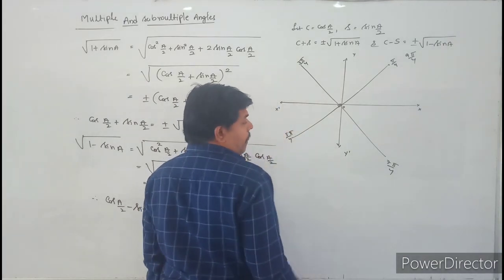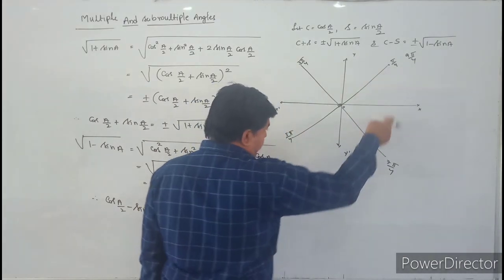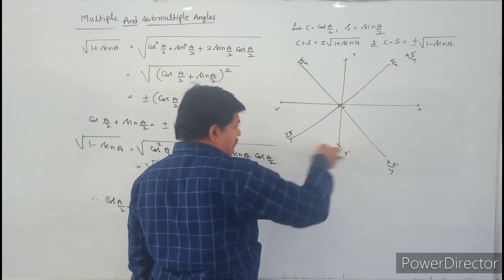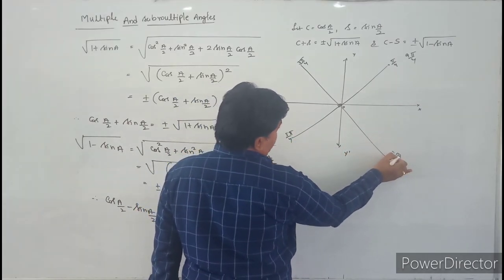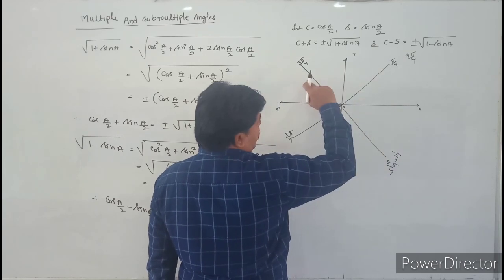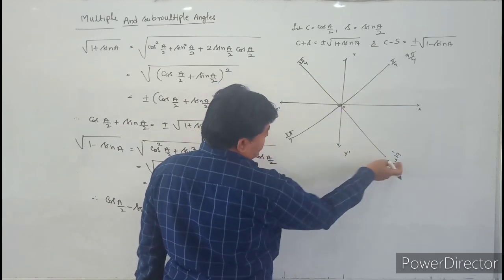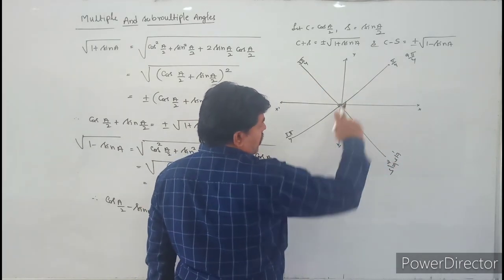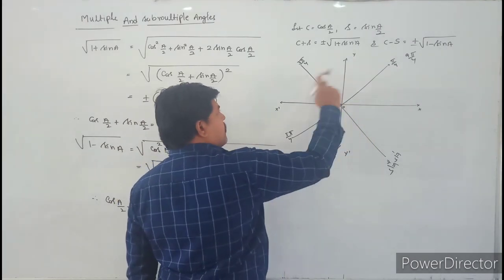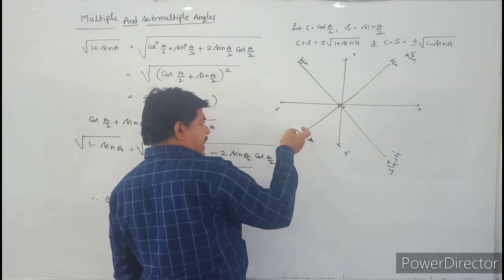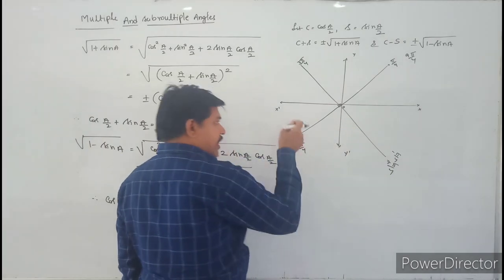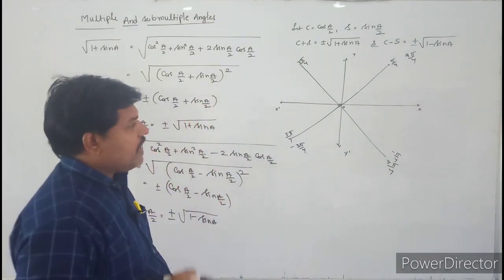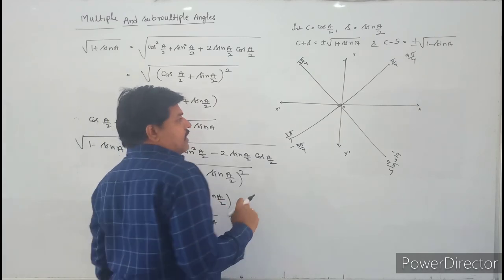Yes or no, students? So from this one, if you take it in this order it will become minus pi by 4. In this direction it will become pi by 4. In the opposite direction it will become minus pi by 4. If you take this one, this is 3 pi by 4. If you take this angle, it will become minus 3 pi by 4 in the opposite direction. Yes or no?